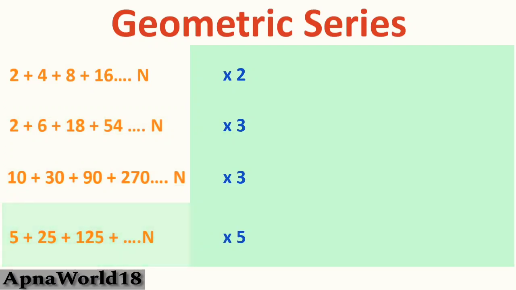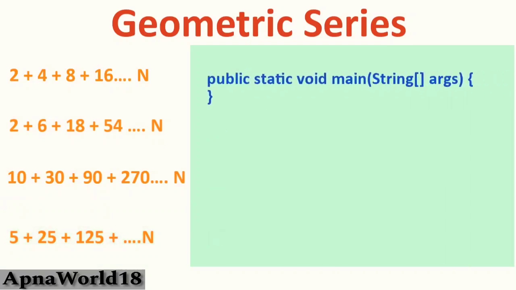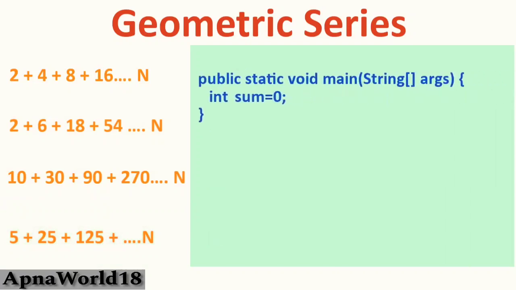To solve any of these, we will first create our template as we discussed earlier. We will write the main and we will declare the sum variable and set the data type of sum properly by looking at the series. Here all can be int. We will initialize it to 0.